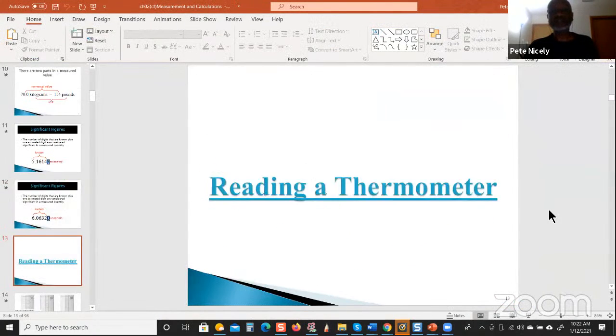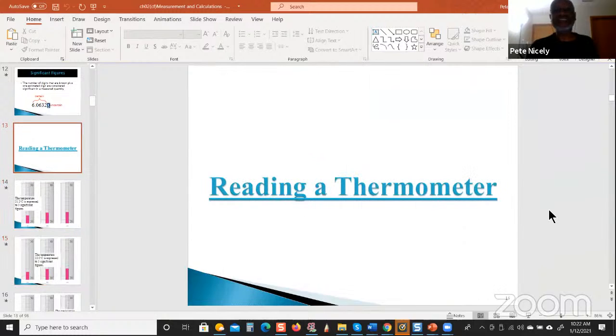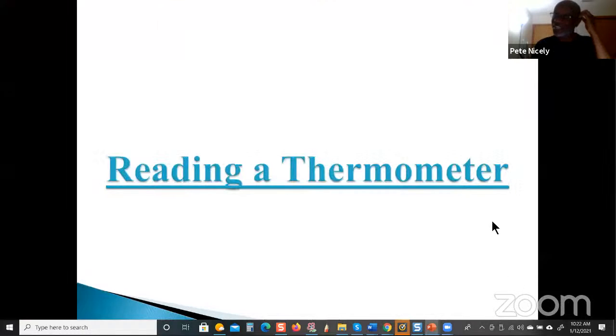Okay, let me scroll down. Okay, here it is. So what we're going to look at is using a thermometer, or reading a thermometer. And what I'm going to show you is how we get the appropriate number of significant figures directly from reading an instrument like a thermometer.